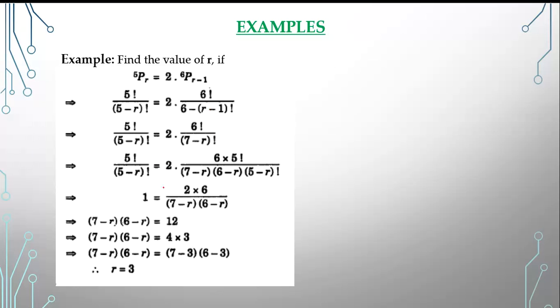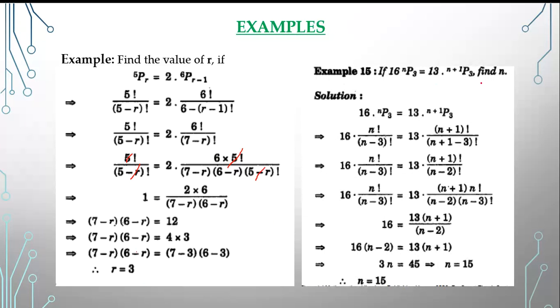Now you can solve this, and after solving you will get the value of r. The (5 minus r) factorial cancels with (5 minus r) factorial, and 5 factorial cancels with 5 factorial. So we have remaining 2 multiplied by 6, with (7 minus r) and (6 minus r). So when you cross multiply, after solving this you will get r equal to 3.